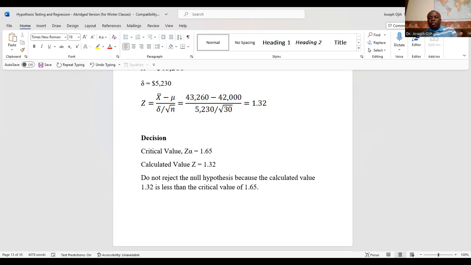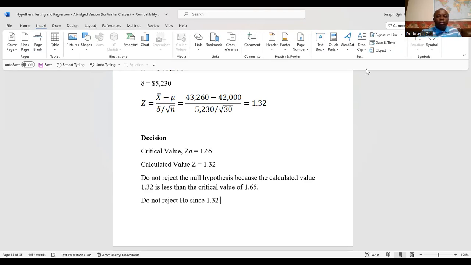Now, this is just to show you why. To explain it, write: do not reject H0, since the 1.32 that we got is less than the critical value of 1.65. See? So that's the decision.